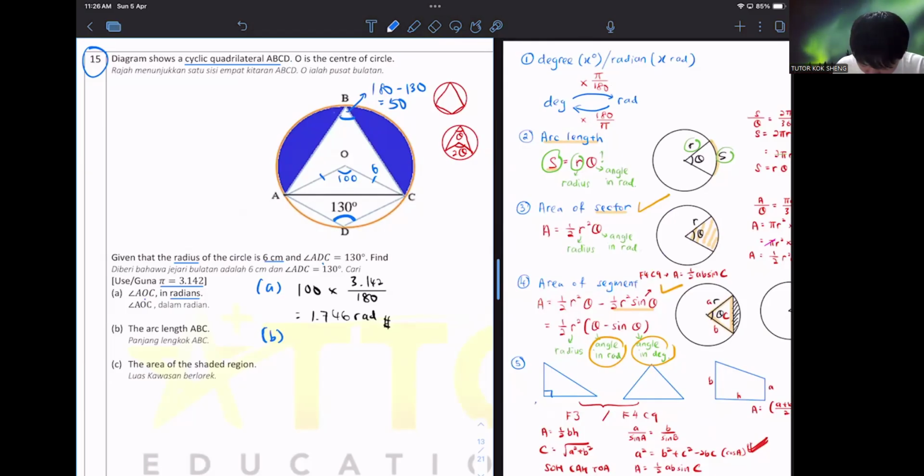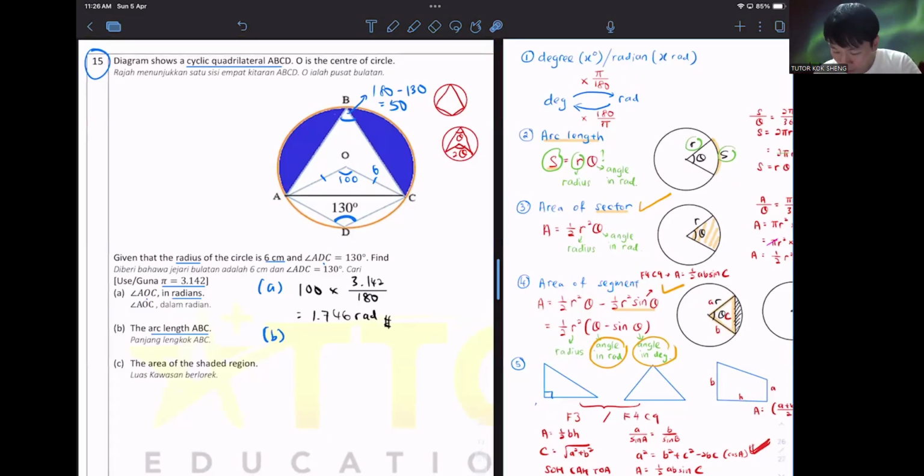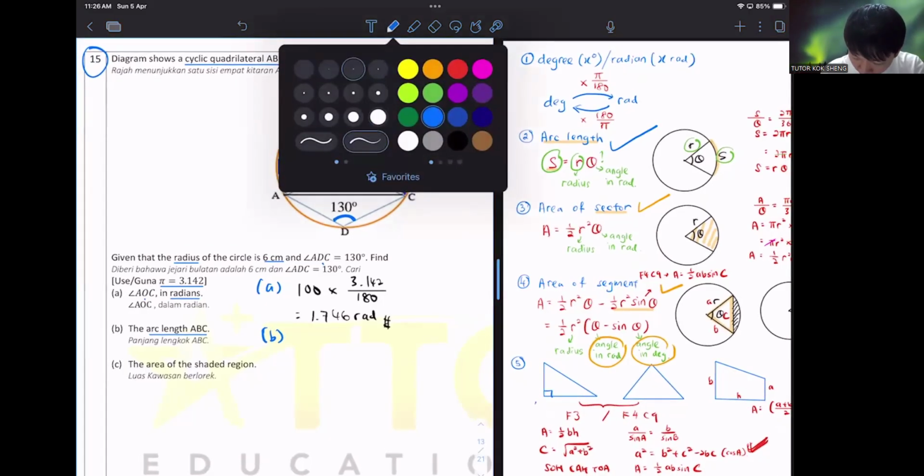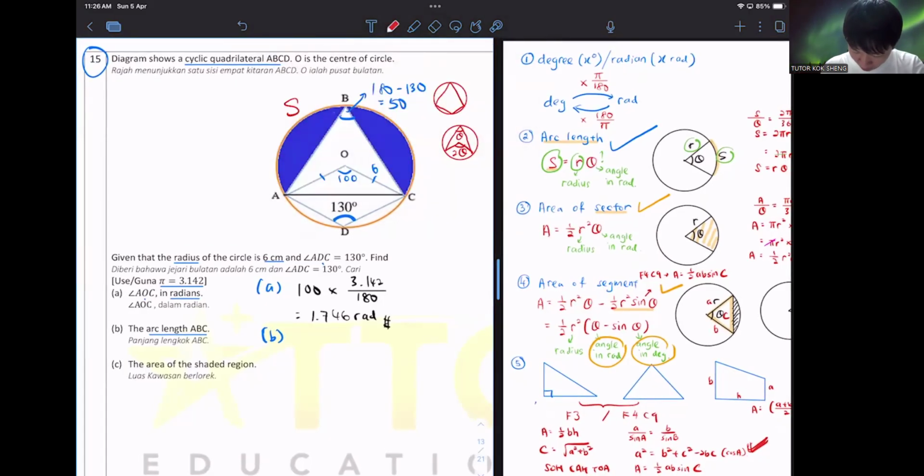B is 2 marks. The arc length ABC. The big one, okay? Question already says arc length, right? No need to use any other formula because arc length is only one formula. But you have to see carefully for your angle and the radius. So this is S, center O, radius 6 cm, the theta is over here. Must be same side.